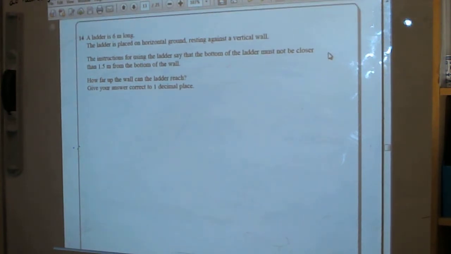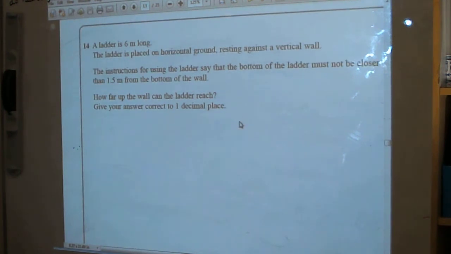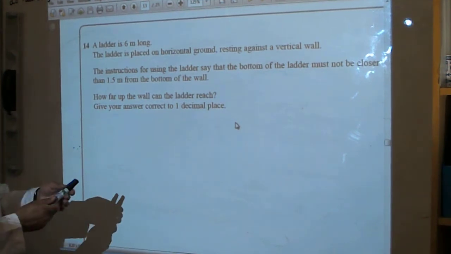Question number 14. A ladder is 6 meters long. The ladder is placed on horizontal ground resting along a vertical wall.